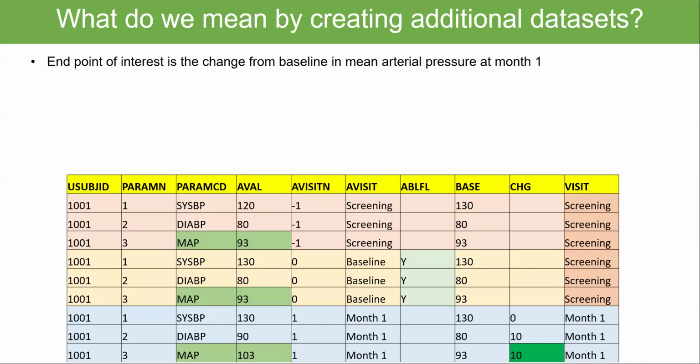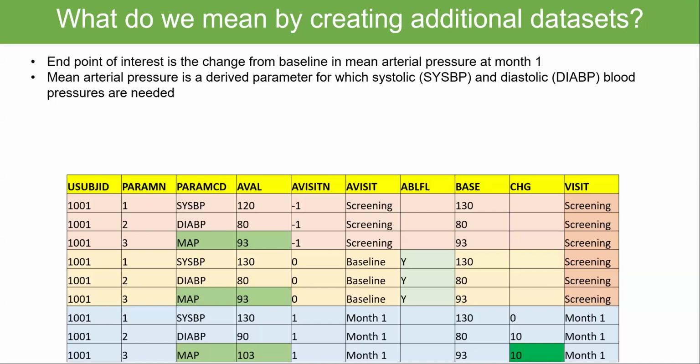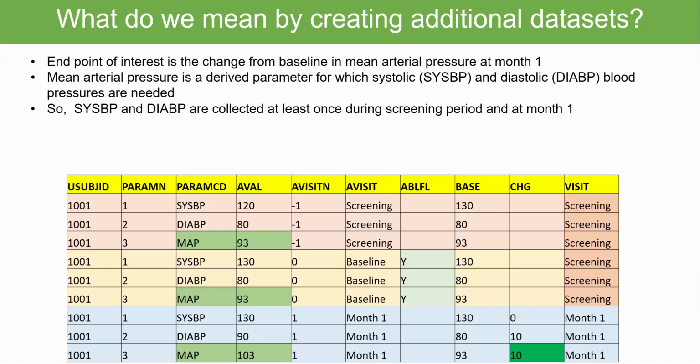Let's say there is a clinical trial in which the endpoint of interest is the change from baseline in mean arterial pressure at month 1. There are some technical terms in this statement, but for the time being, let's assume that we are all aware of what we mean by blood pressure. Mean arterial pressure is a derived parameter for which systolic blood pressure and diastolic blood pressure are needed. So sys-BP and dia-BP are collected at least once during the screening period and at month 1, because for the trial to see the impact, we are interested in seeing how the mean arterial pressure varied at month 1 when compared to the baseline.